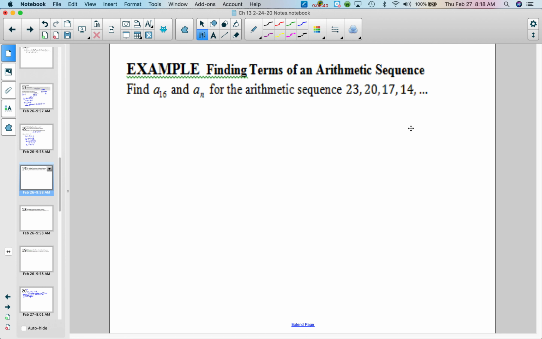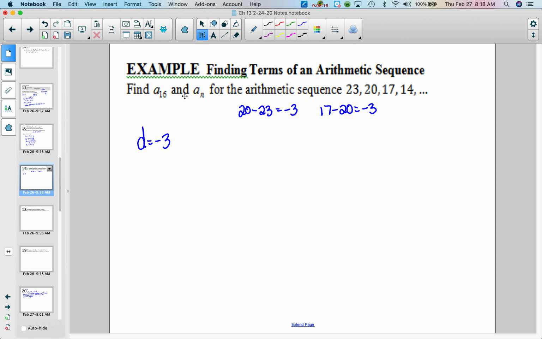So for this problem, we are asked to find a sub 16 and a sub n for this arithmetic sequence. Notice if we take 20 minus 23, we get negative 3. And I'm going to check one more: 17 minus 20 equals negative 3. Now, I wouldn't necessarily have to check both of those since they already told me it was arithmetic. Sometimes you're going to have a sequence and you want to show that it's arithmetic, and this is what you would do. So we know that d is negative 3.